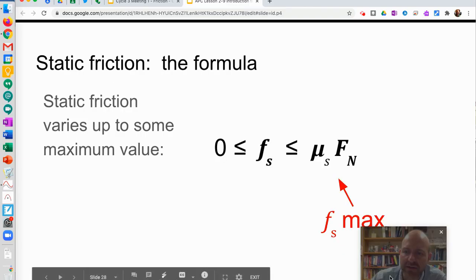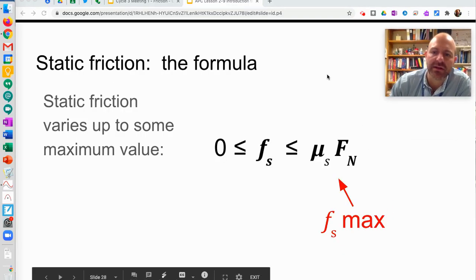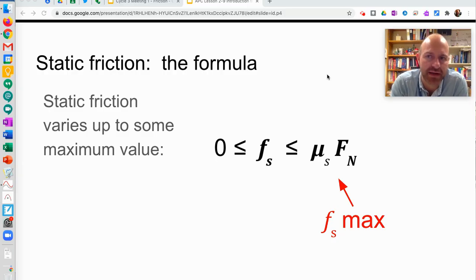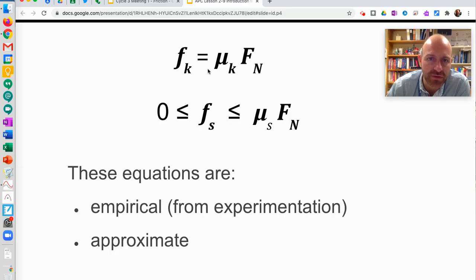So when it comes to static friction, the way we calculate it is a little bit different. We can calculate using a coefficient, but this does not give us the static friction at all times. It just gives us the maximum value. And the maximum value of static friction could be way bigger than what we need, or it could be less than what we need. And that's what we're going to play around with when we solve these problems.